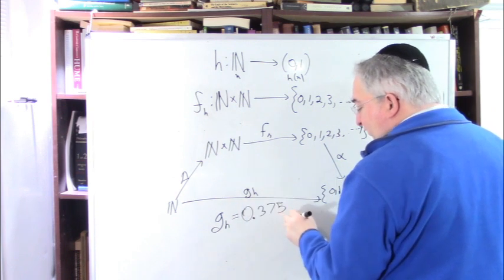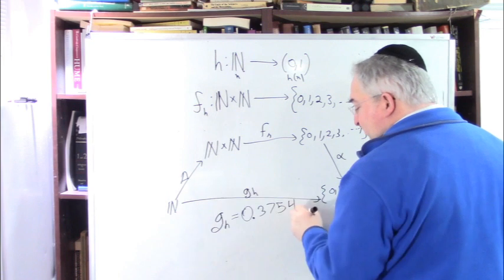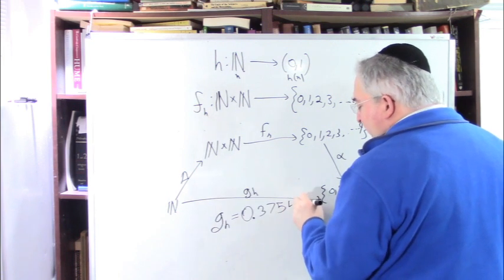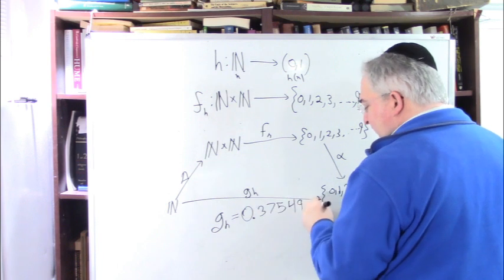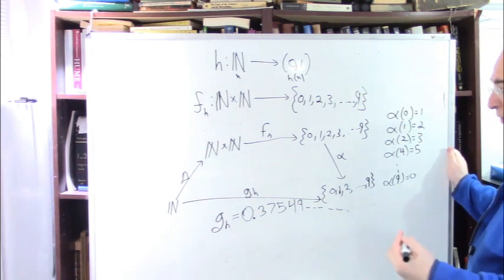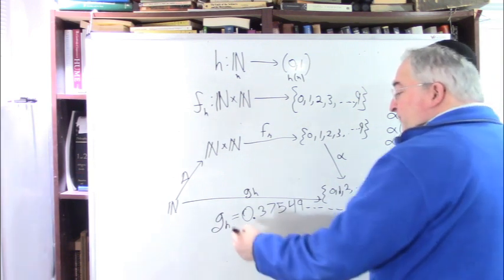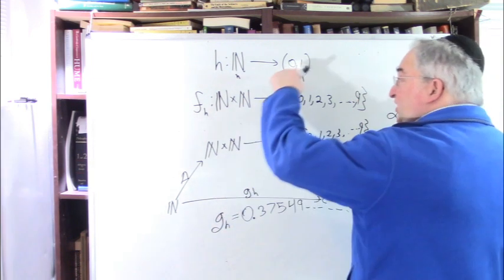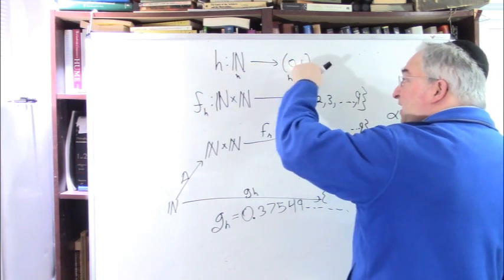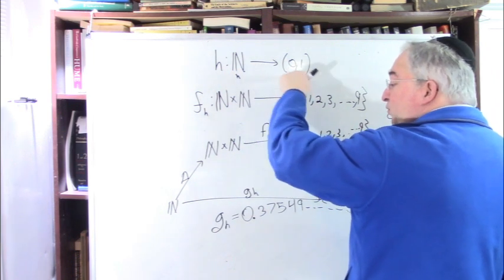And the third digit? 5. And the fourth digit? 4. And what the fifth digit is? 9. And this is going to go on and on. And this is exactly what we said: g of h is a number in here, and it's going to be different than the image of every single one of these numbers.